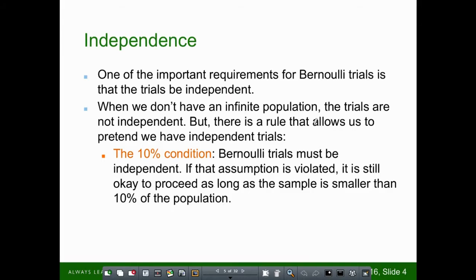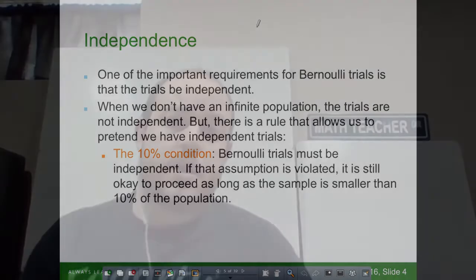Okay. So, that last one, the independence requirement, is actually the least important of them because you actually can get around it. It says one of the important requirements is the independence, but when we don't have an infinite population, the trials are not independent. But there's actually a rule that allows us to pretend we have independent trials anyway, and it's called the 10% condition. It says that Bernoulli trials must be independent, but if that assumption is violated, it is still okay to proceed as long as the sample is smaller than 10% of the population. So, what does this mean?